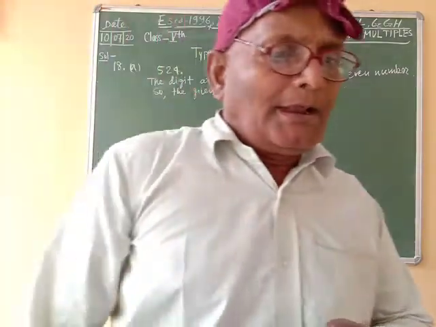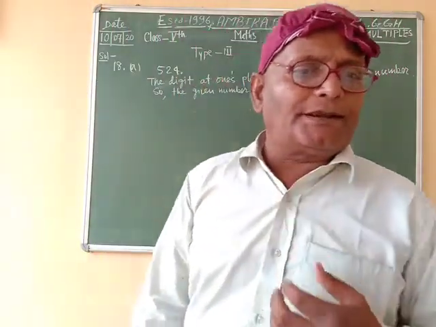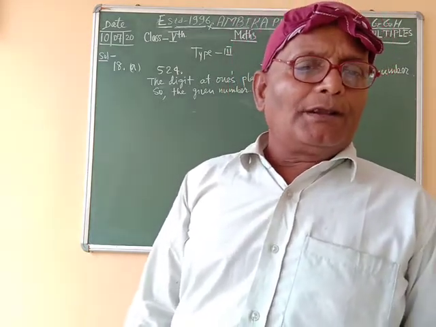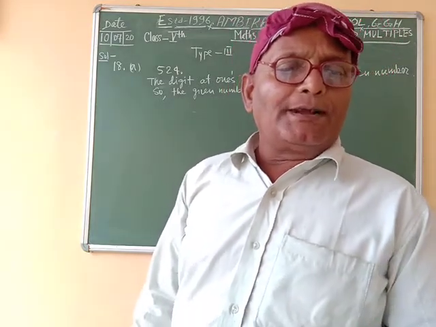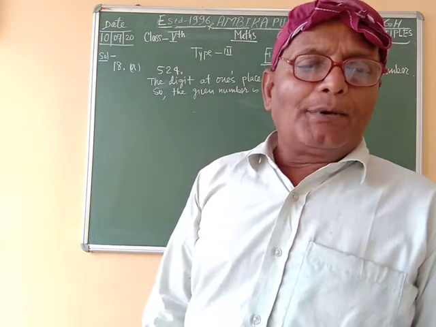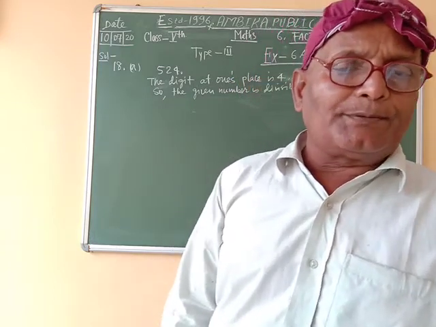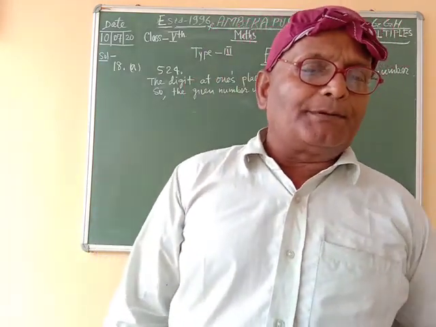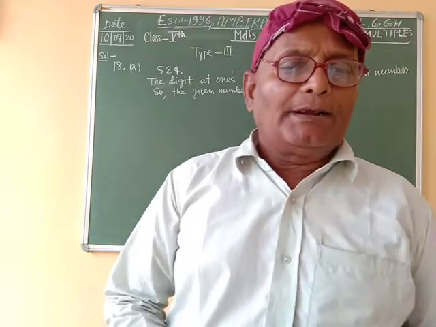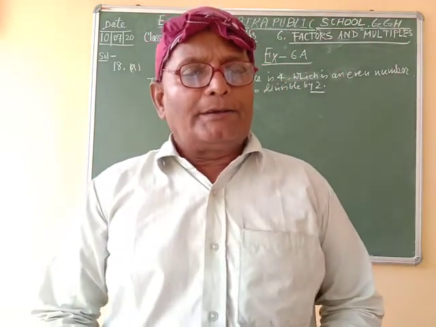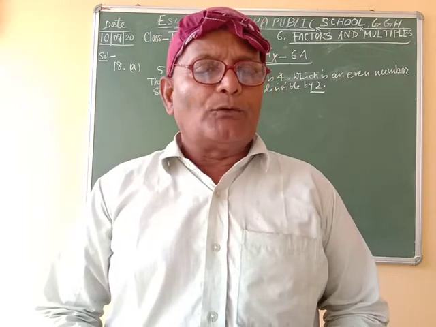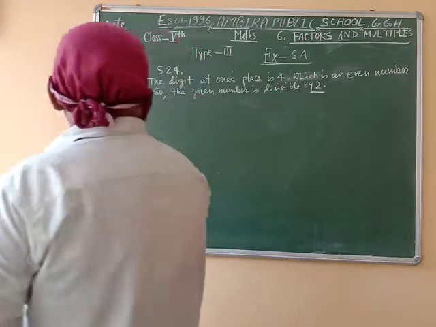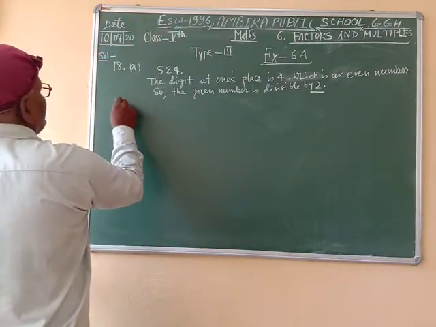Similarly, in B, number 331, the digit at one's place is 1, which is not even, so it is not divisible by 2. In C, 512, the digit at one's place is 2, so C is divisible by 2. In D, the digit at one's place is 5, which is odd, so it is not divisible by 2. Now I am going to solve question 19.